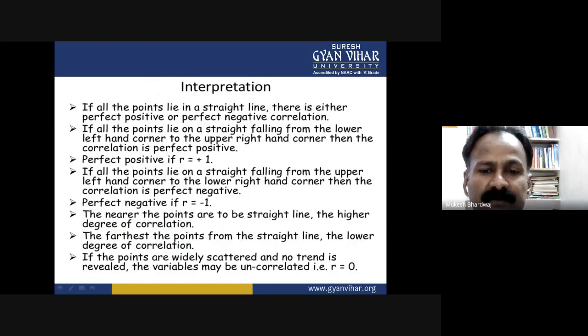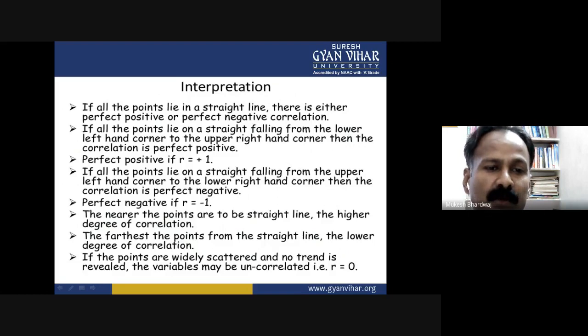Interpretation: if all the points lie on a straight line, there is either perfect positive or perfect negative correlation. If all the points lie on a straight line rising from the lower left-hand corner to the upper right-hand corner, the correlation is perfect positive, that is, r equals +1. If all the points lie on a straight line falling from the upper left-hand corner to the lower right-hand corner, then the correlation is perfect negative, that is, r equals -1.